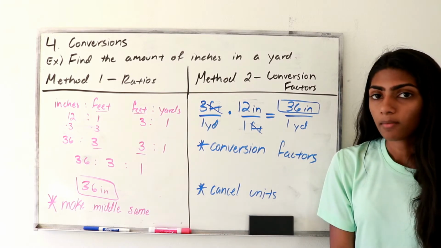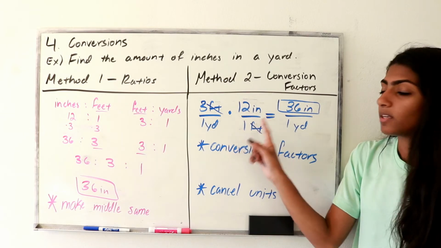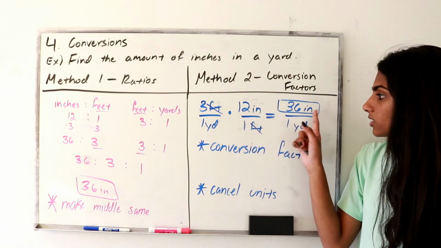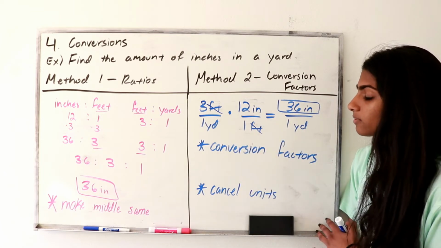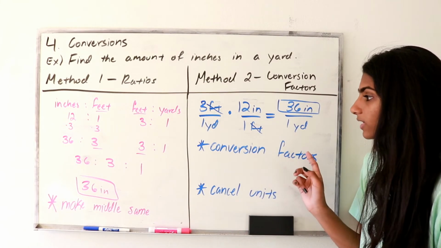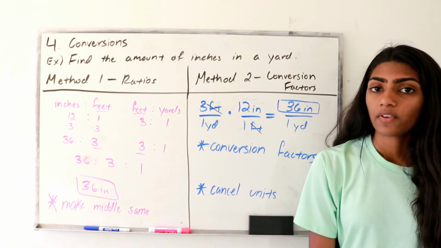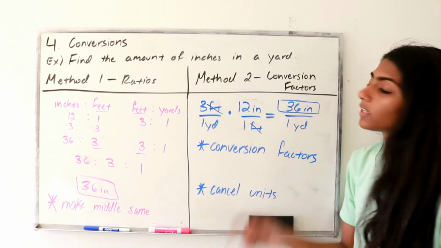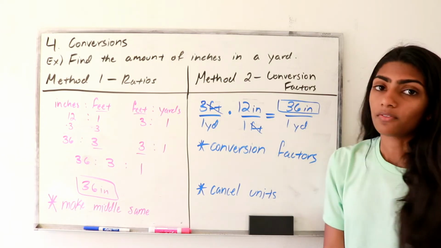A really important thing about this is that whatever unit we want in the end, we want it to be our last conversion factor. So we want inches, and we got inches right here. And we want to make sure the units cancel out. So the main thing about this method is that you're going to use conversion factors, and you want the units to cancel out. Usually you want your conversion factors over 1, for example, 3 feet over 1 yard, 12 inches over 1 foot. You can also use a reciprocal: 1 foot is 12 inches and 1 yard is 3 feet.